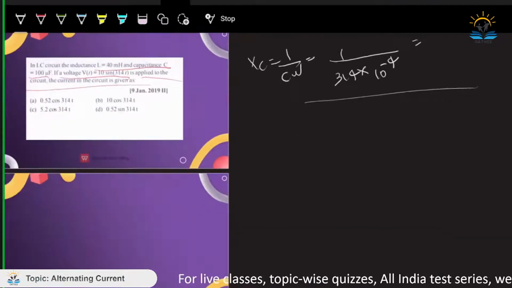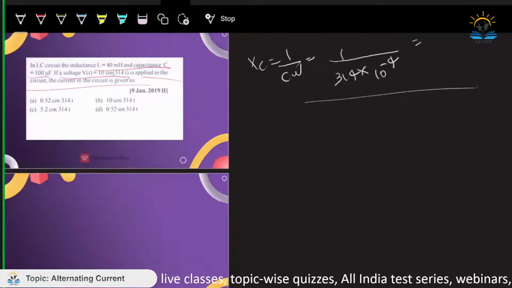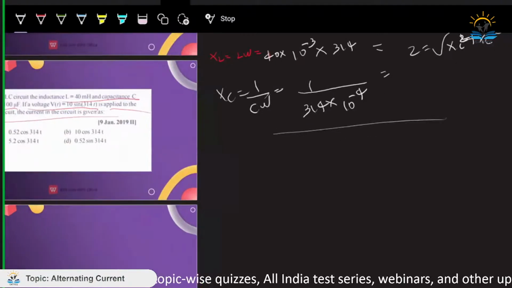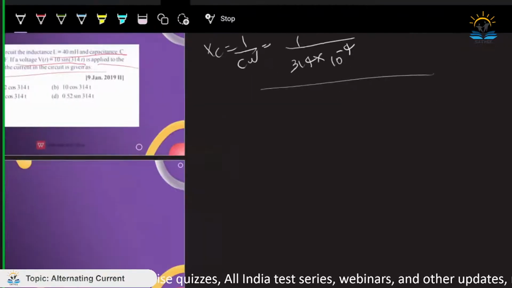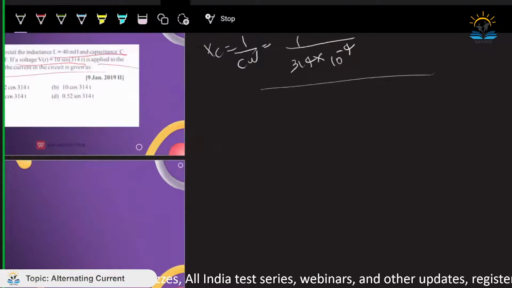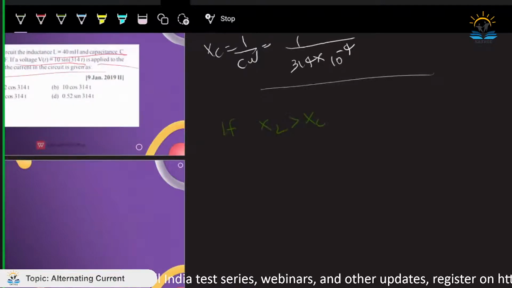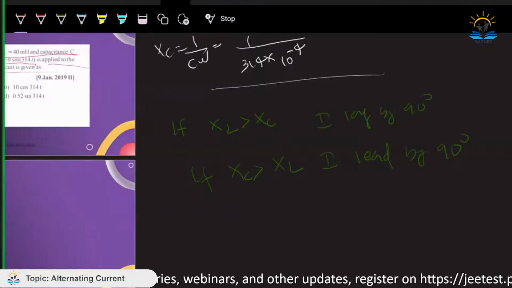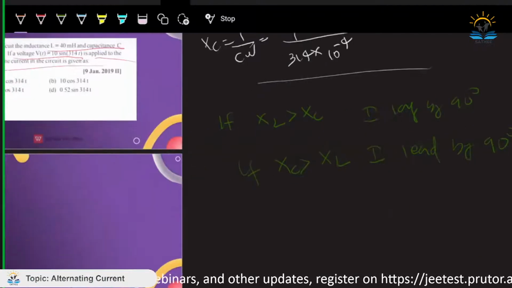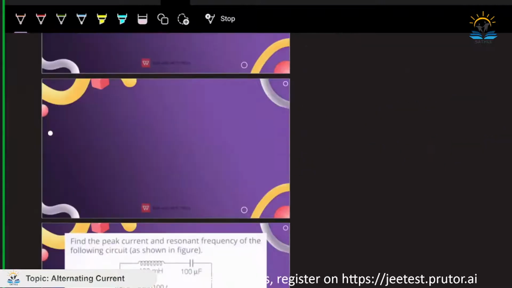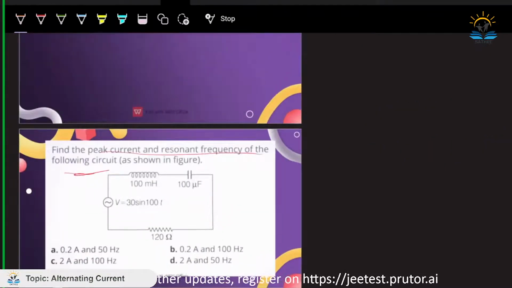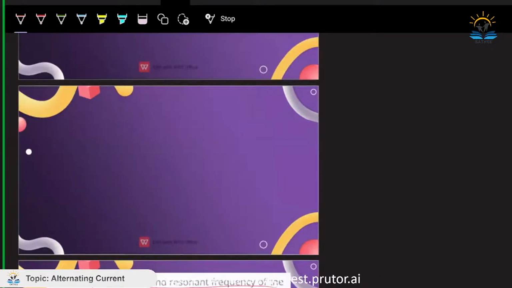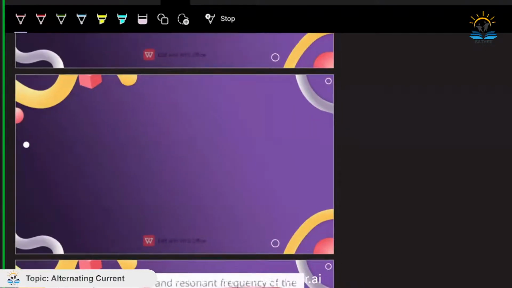That's a beautiful question. Find the peak current in the following circuit. Okay, before that, what is resonant frequency? Resonant frequency means the frequency where impedance is minimum. You know that impedance Z equals root of R square plus XL minus XC whole square, right?